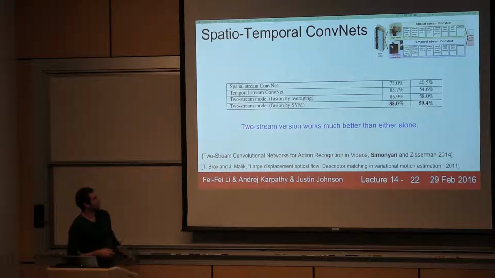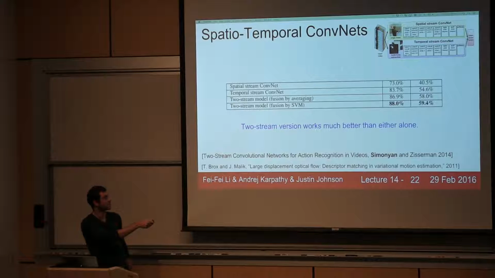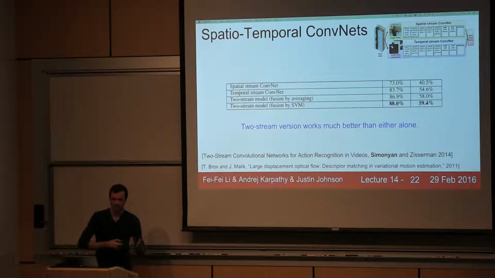They found, for example, that if you just use a spatial convnet, so it's only looking at images, you get some performance. If you use a convnet on just the optical flow, it actually performs even slightly better than just looking at the raw images. So optical flow, in this case, contains a lot of information. And then if you fuse them, you end up performing even better.